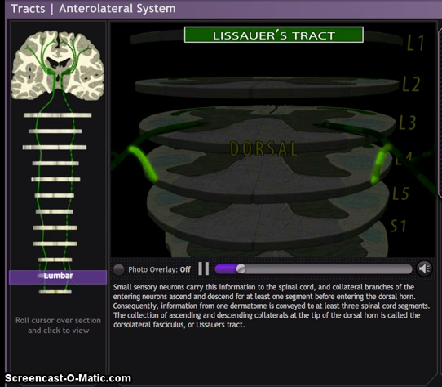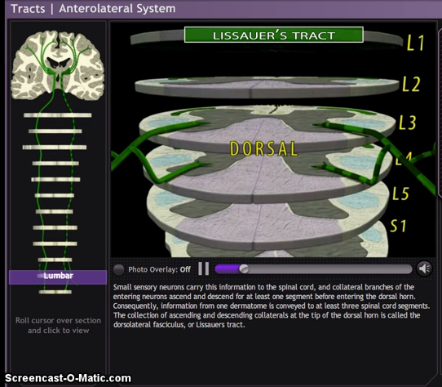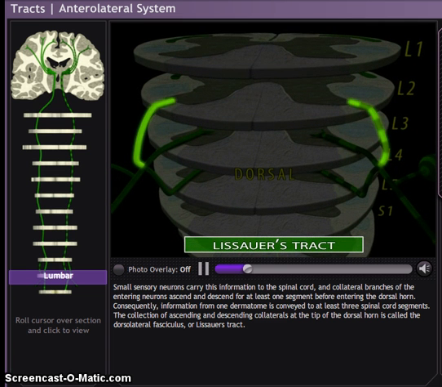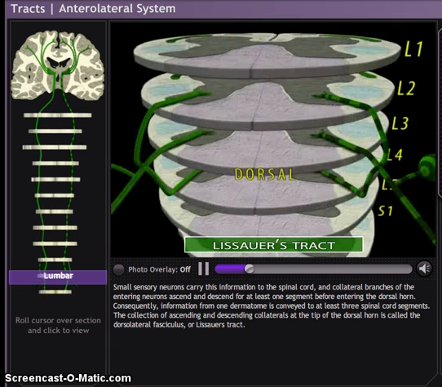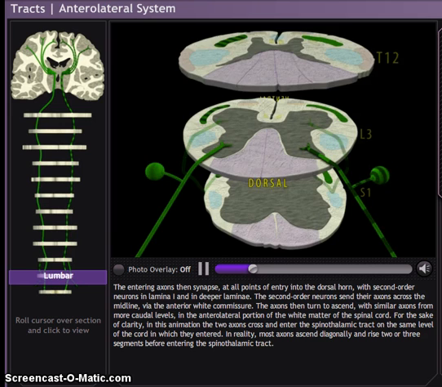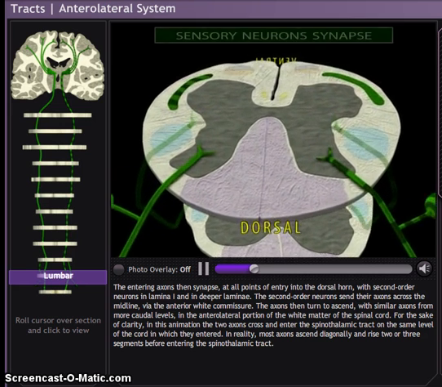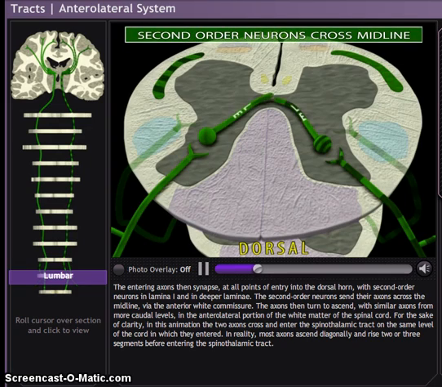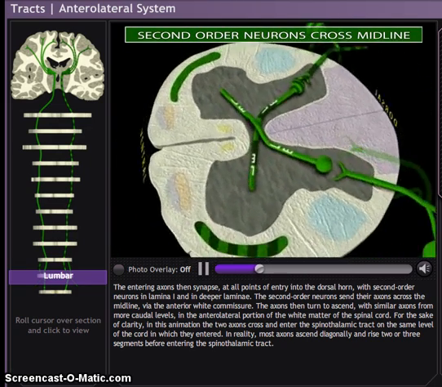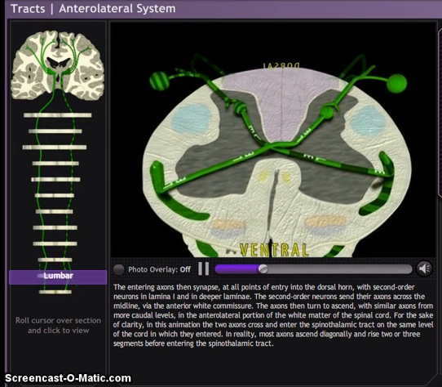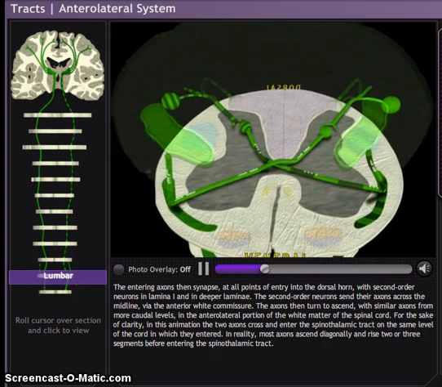The collection of ascending and descending collaterals at the tip of the dorsal horn is called the dorsolateral fasciculus, or Lissauer's tract. The entering axons then synapse with second-order neurons in lamina 1 and in deeper laminae. The second-order neurons send their axons across the midline via the anterior white commissure. The axons then turn to ascend in the anterolateral portion of the white matter.